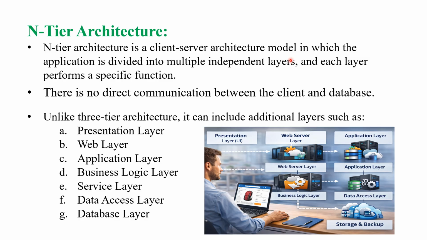Next, coming to the n-tier architecture. As we have discussed one tier, two tier, and three tier, the n-tier architecture means that n number of layers are present between the client system and the server system. These are the different layers that are present between the client system and the server system. It may be presentation layer, web layer, application layer, business logic layer, service layer, data access layer, and database layer. So these are the different layers present in between the presentation layer, user interface, and the data layer, server layer.